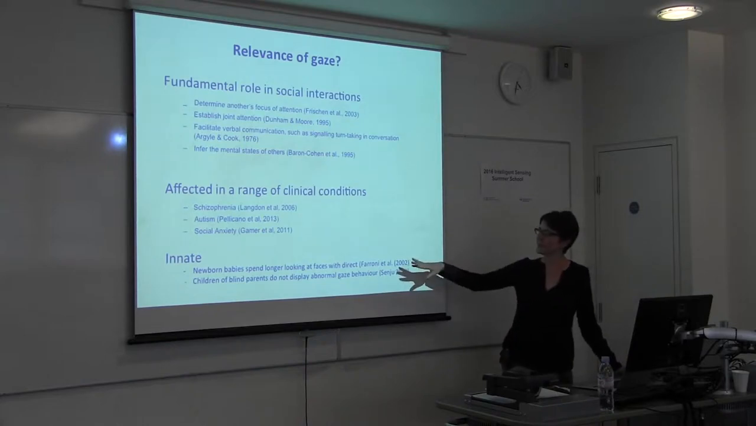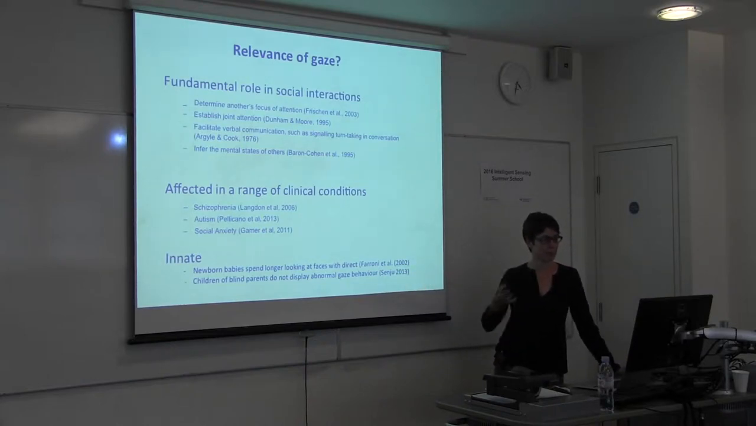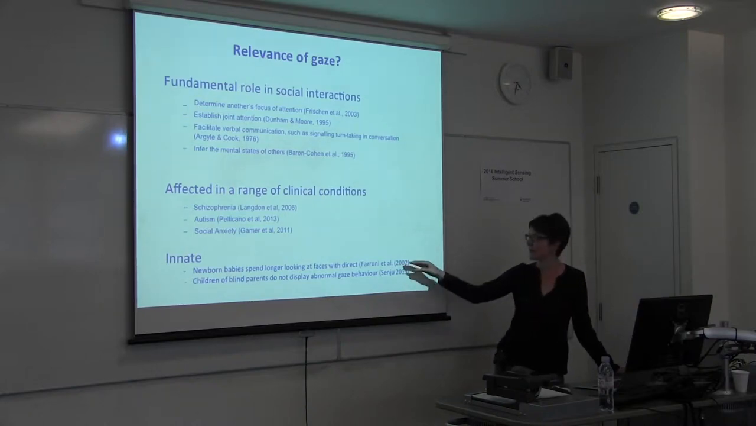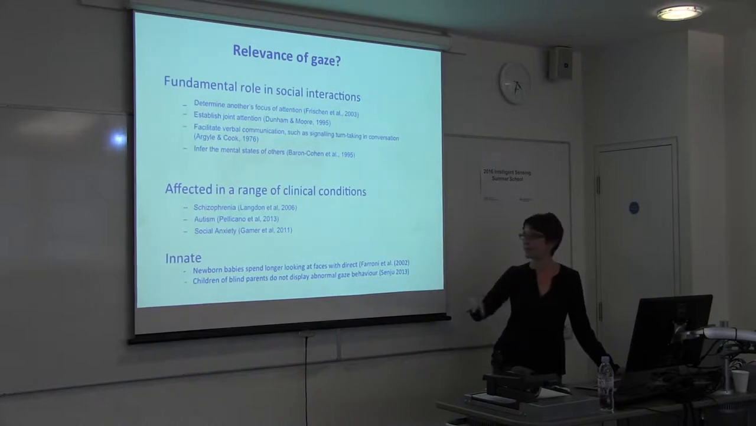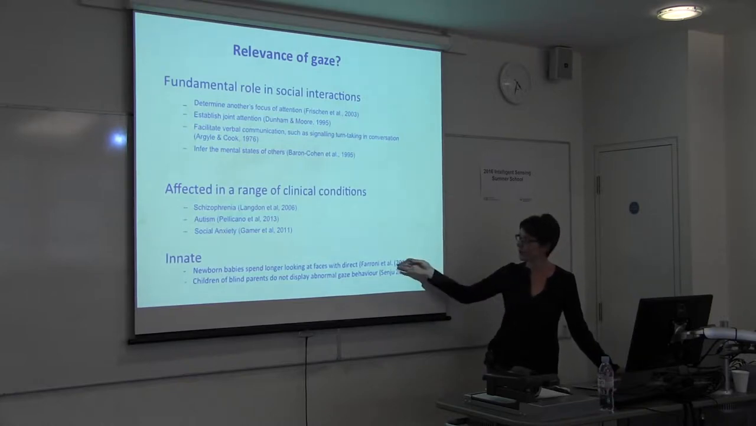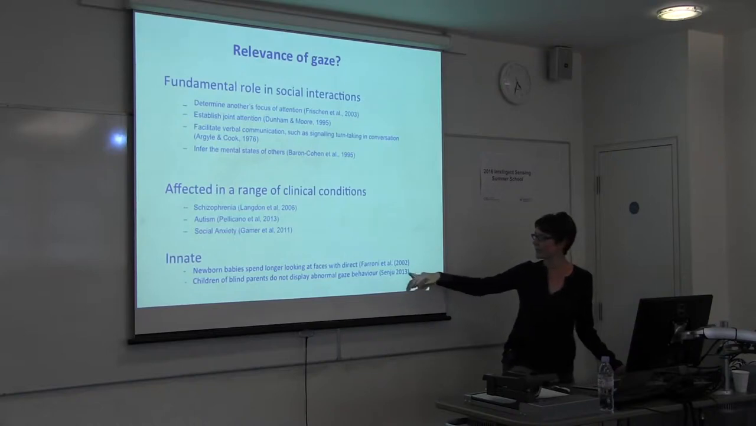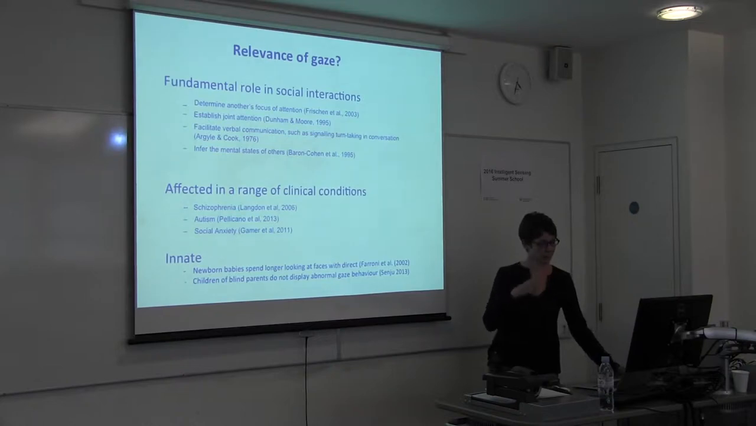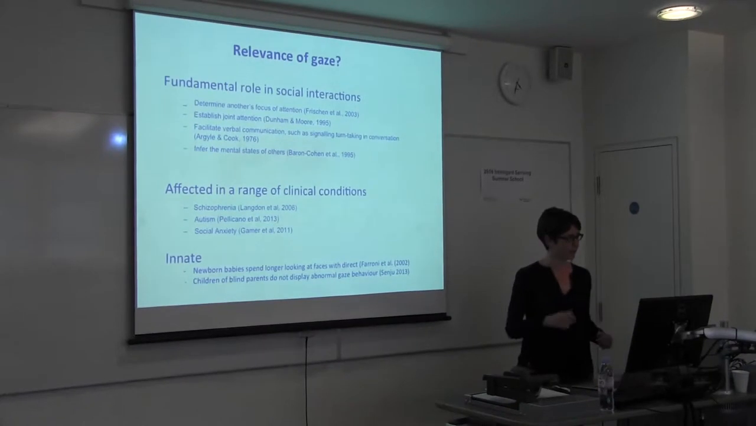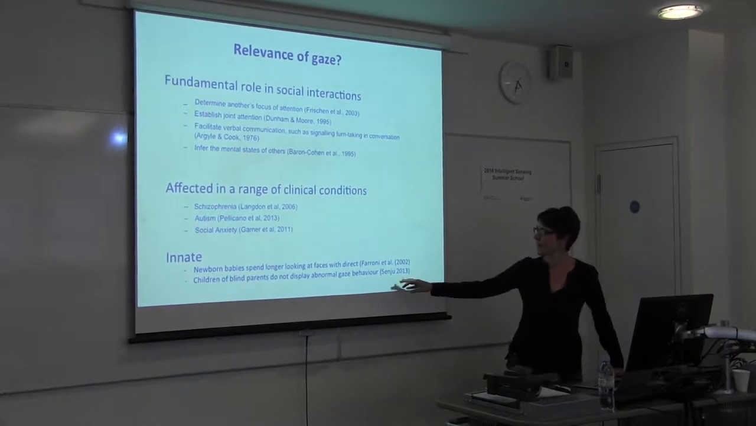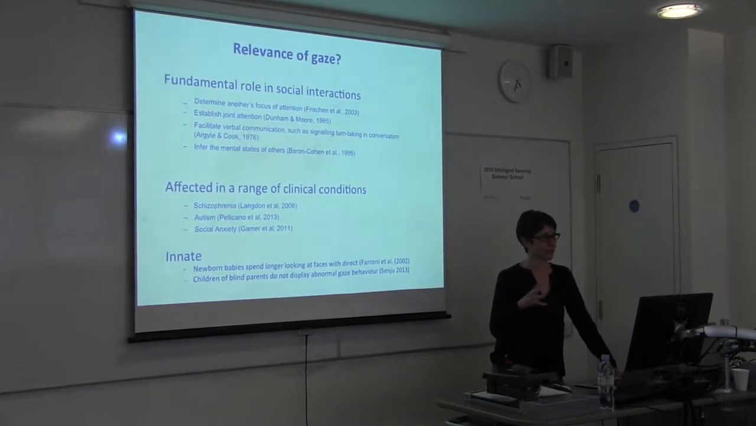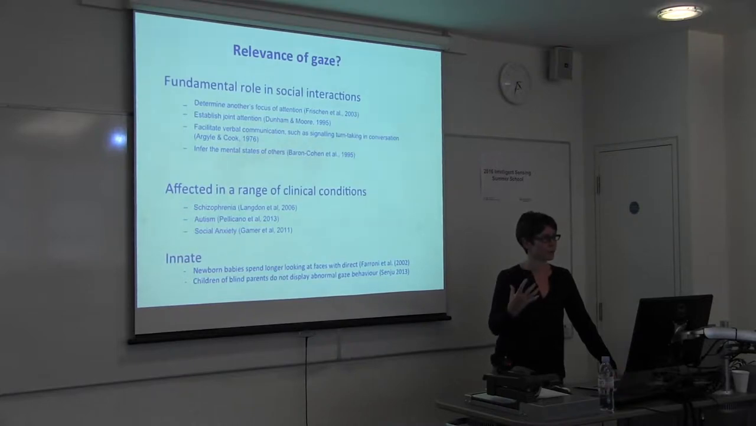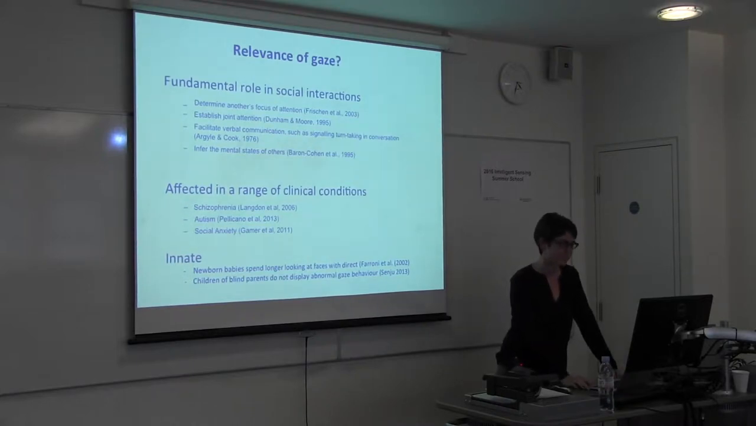And gaze is quite an innate behavior. So from birth, newborn babies already look more at faces that are looking directly at them than at faces where their gaze is averted. So already at a very, very young age, children, babies, recognize direct gaze. And interestingly, even children that are born from blind parents, and so who don't have that perhaps gaze interaction that you have with normally sighted parents, they actually have absolutely normal gaze behavior. So it's not as if it's a learnt behavior. It's something that seems to be innate.